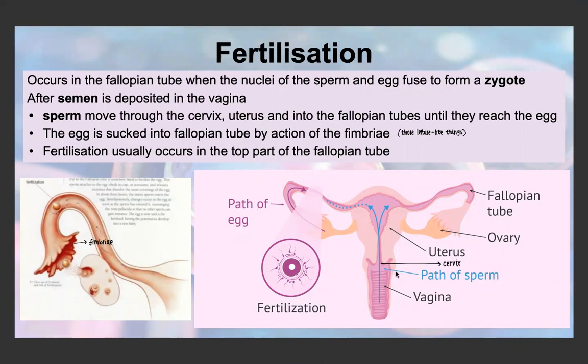Semen must first be deposited in the vagina. After that occurs, the sperm moves through the cervix, this narrowing of the uterus, up through the uterus and into the fallopian tube until they reach the egg. The egg has been sucked into the fallopian tube by the action of the fimbria, which are these lettuce-like outgrowths at the end of the fallopian tube. Once the egg has been sucked in, it moves along the fallopian tube by the actions of the muscles of the fallopian tube and the cilia. Fertilization usually occurs in the top part of the fallopian tube, so around here.